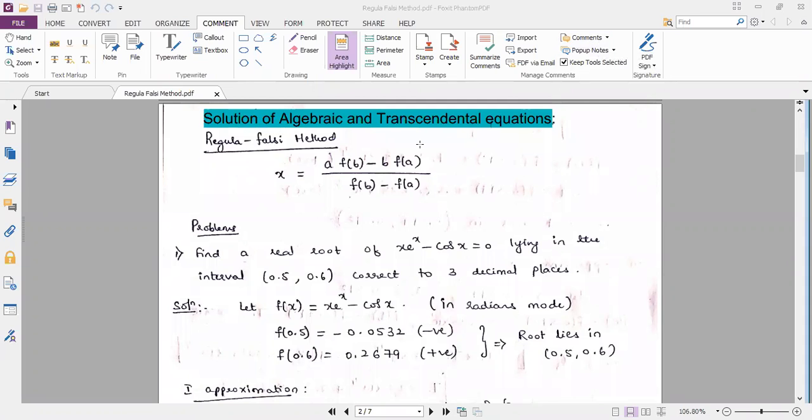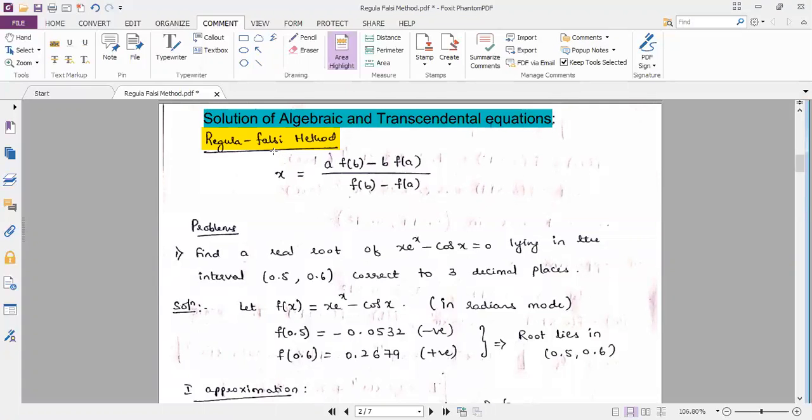Today, I'll be teaching a topic in numerical methods, solution of algebraic and transcendental equations. An algebraic equation is an equation which involves terms of the form x square, x cube, polynomial terms. A transcendental equation is an equation which involves terms of the form cos x, e power x, log x, etc. So under the solution of algebraic and transcendental equations, we'll be learning a method called regula-falsi method.